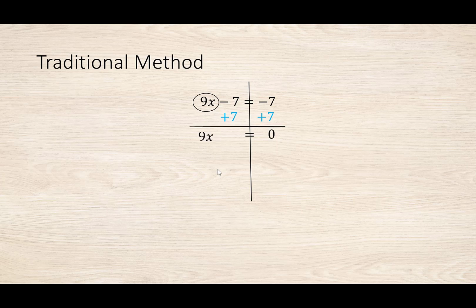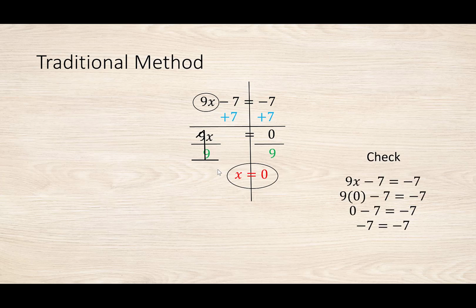When I add 7 to both sides, I end up with 9x, which was my circle of don't touch, equals 0. Negative 7 plus 7 is 0. 9 and x are being multiplied together. The inverse of multiplying is dividing. So I'm going to divide both sides by 9. Again, whatever you do to one side, you have to do to the other. 9 divided by 9 just gives me 1. 0 divided by 9 is 0. So x equals 0.